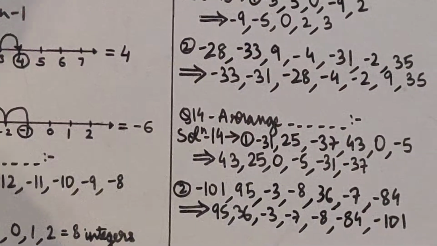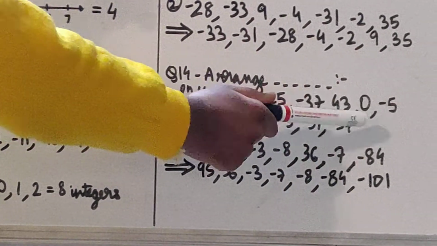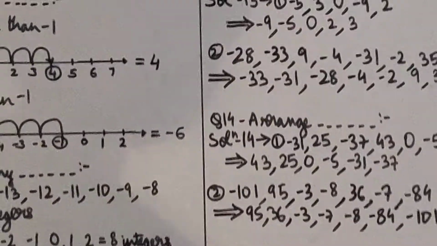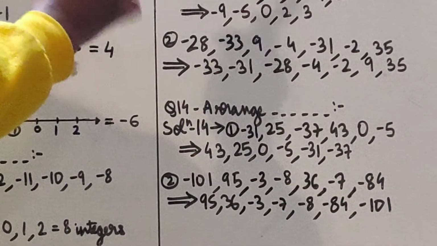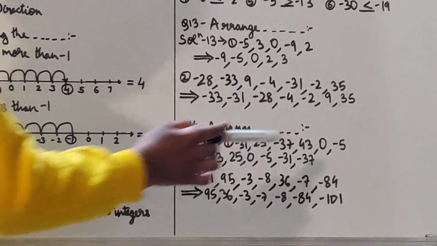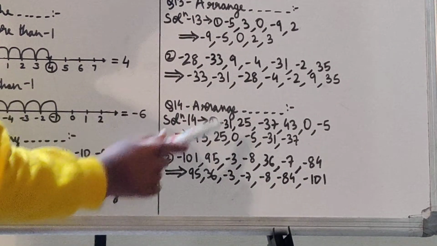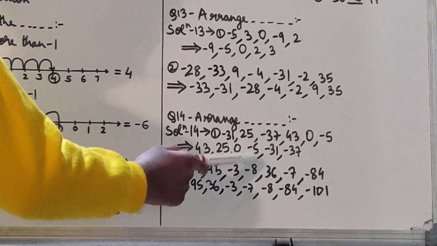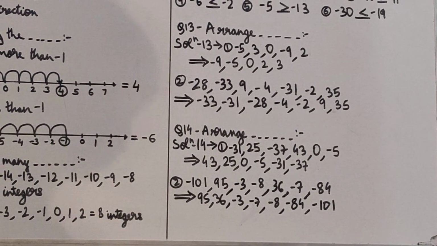Then question 14 is arrange the following in descending order. So the descending order. First question is 31, 25, minus 37, 43, 0 and minus 5. Now we have been asked to do the ascending order, descending order. Earlier we had done ascending order, now we have to do descending order. So the greatest number over here is positive 43, plus 43. Then comes positive 25, then 0, then minus 5, minus 31 and minus 37.